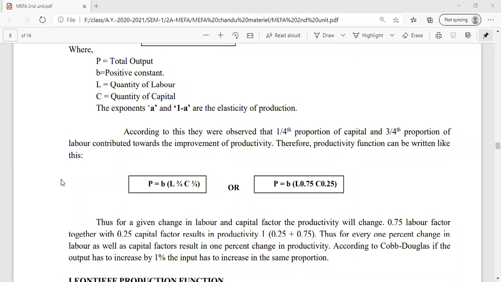So we also have the concept of returns to the factors. See you in the next class regarding that.